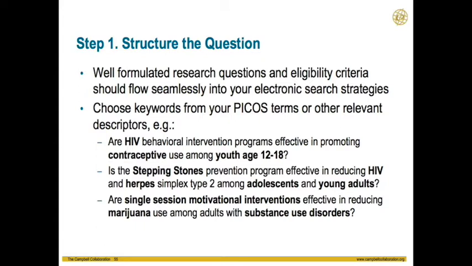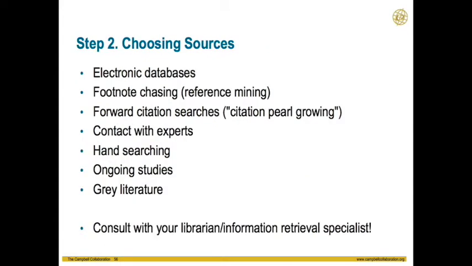So, for instance, if we asked, are HIV behavioral intervention programs effective in promoting contraceptive use among youth aged 12 to 18, I've highlighted in bold here some of the concepts that may be useful search keywords when we go to PubMed or ProQuest and do our search. So I might want to search for HIV, contraceptive use, youth aged 12 to 18. And I've given you a couple of other examples there, but essentially those PICOS terms are going to be the terms that we can use to start developing our search strategies.